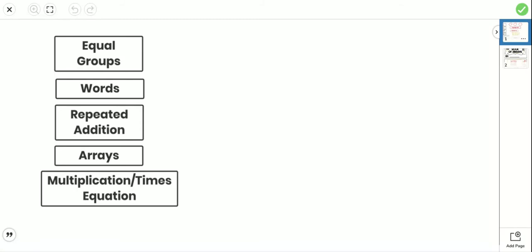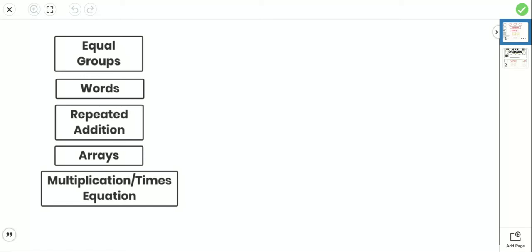Yesterday, we discussed 5 different ways of representing multiplication. So today we're going to quickly review 5 of the ways you can represent multiplication so that we can use those strategies to make your My Little Book of Arrays. So the first strategy we had was equal groups.